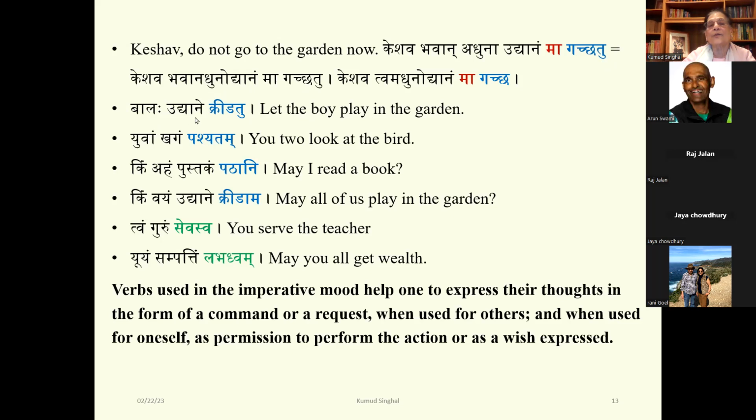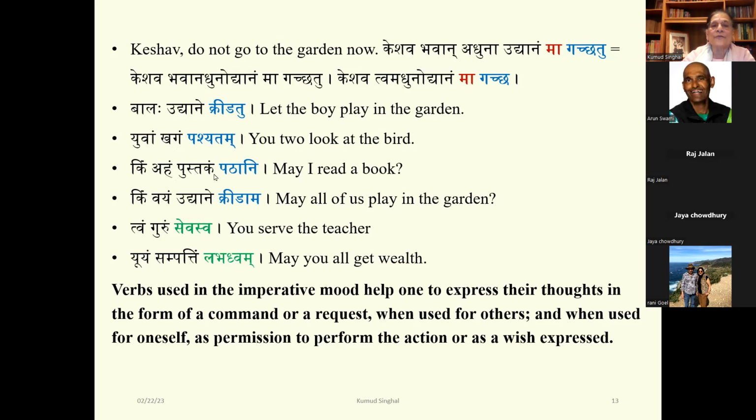So Balaha Udyane Kridatu, let the boy play in the garden. Or yuvam khagam pashyatam, then you too look at the bird. This is again a command. Now, if it is aham, like you cannot command yourself, right? So you are asking kind of a permission. Like you cannot give a command to yourself.